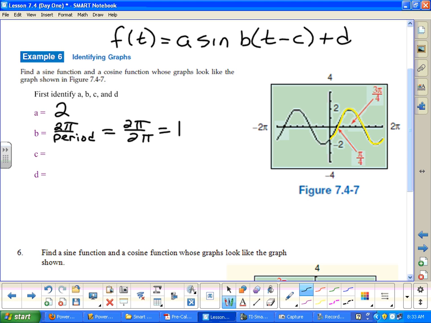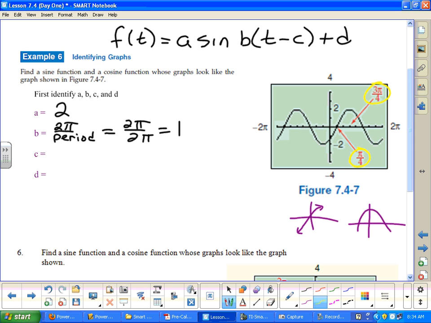Now, the phase shift. The value of C for sine and cosine is going to be different. For sine, I want the graph to look like this. For cosine, I want the graph to look like this. So for sine, I need to move it back to the origin. For cosine, I need to move the max to the y-axis. Here they're really nice. They give us these numbers. They tell us that this is pi over 4, this is 3 pi over 4.